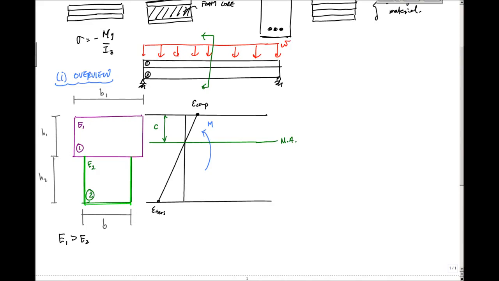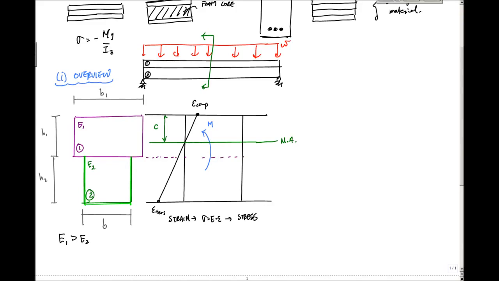For the stress profile, if I know the strains at each of these locations, then I would apply Hooke's law. This would be my strain profile. Hooke's law is sigma equals E times epsilon, and I would get my stress profile. Material 1 goes all the way up to this point right here.